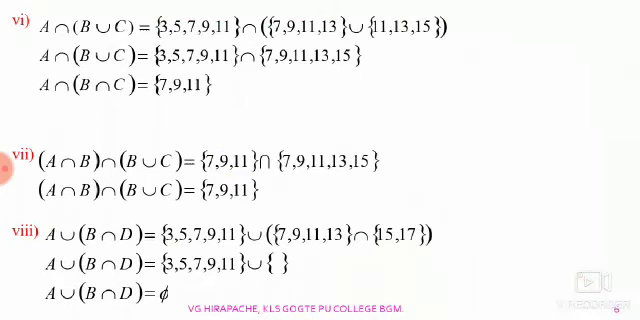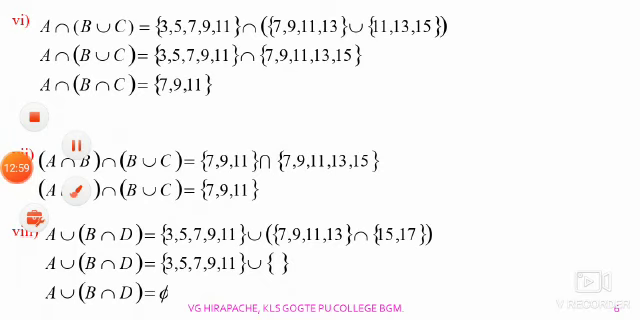Now moving to the next question, A union B intersection D is equal to A, which is 3, 5, 7, 9, 11, union the intersection between B and D, 7, 9, 11, 13 intersection 15, 17. Therefore A union B intersection D is equal to 3, 5, 7, 9, 11 union the intersection between these two sets, which is empty. The union between the empty set and a non-empty set is always equal to the non-empty set.